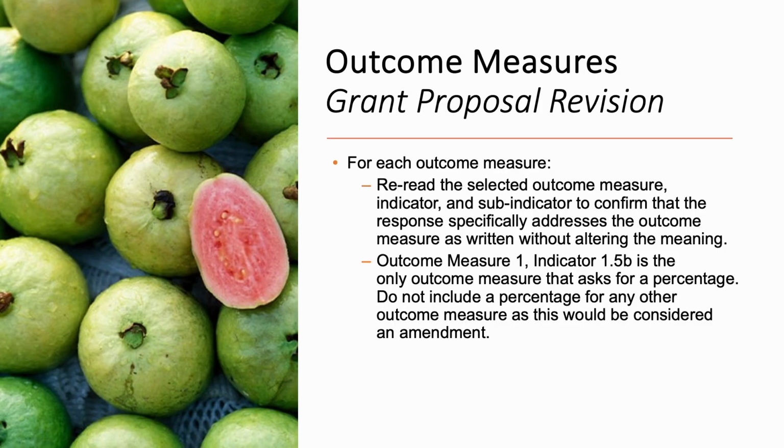For each outcome measure, we recommend that applicants reread the selected outcome, indicator, and sub-indicator to confirm that the response specifically addresses the outcome measure as written without altering the meaning. And note that indicator 1.5b is the only outcome measure that asks for a percentage. Do not include a percentage for any other outcome measure, as this would be considered an amendment.